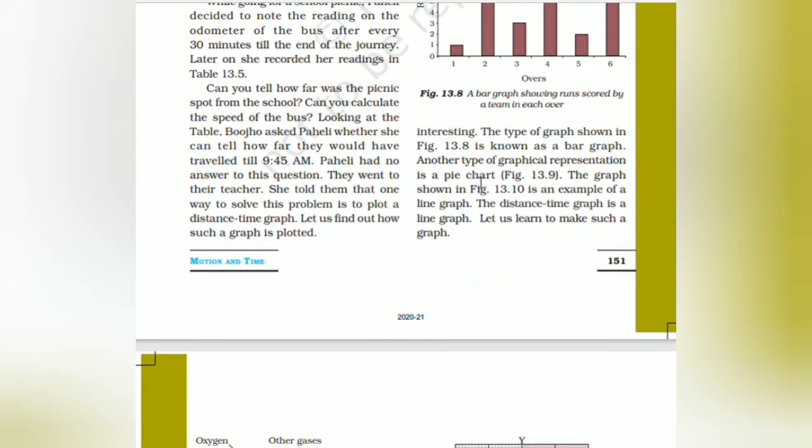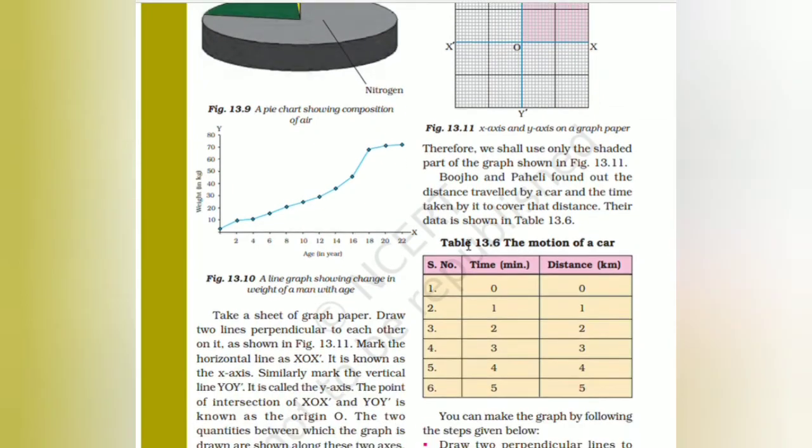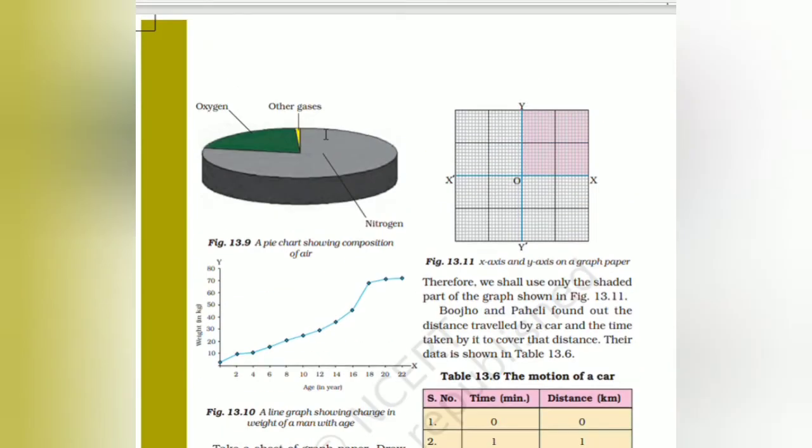This type of graph shown, what is it known as? Bar graph. And another type of graphical representation is also there, known as a pie chart. Distance time graph is a line graph. Pie chart showing composition of air: oxygen, other gases, nitrogen.